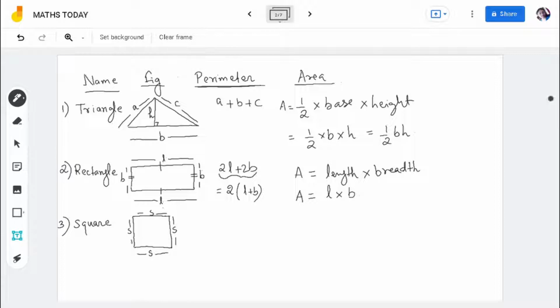So simply we can find out the perimeter as S plus S plus S plus S. That means perimeter is equal to 4S, that means 4 times the length of its side.